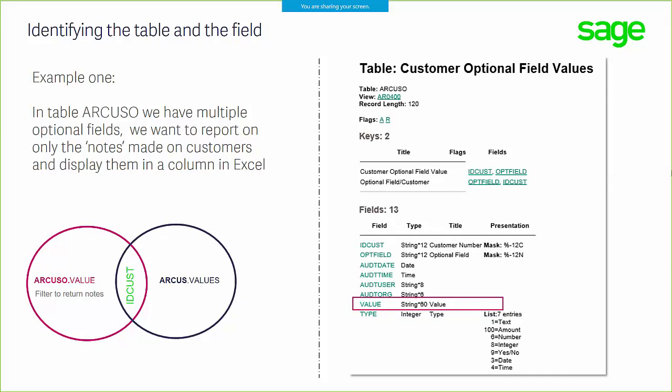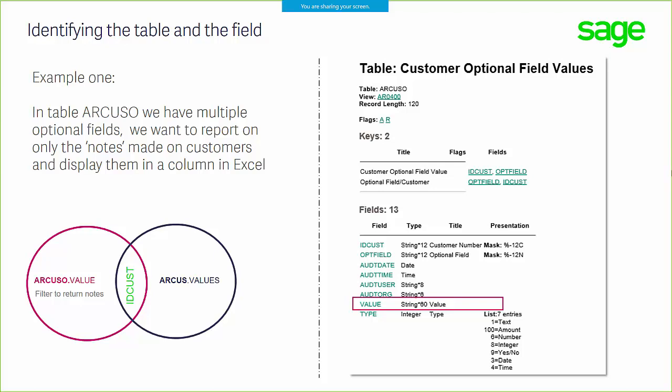So firstly, identifying the table and the fields. Obviously you need a data dictionary to find out what fields or tables that you have, and if you have an optional fields table that you want to pull data out of, you can use that. Or if for instance you want to combine two reports and pull certain information out only, you can use the same methods we're going to use today and apply it to your table.